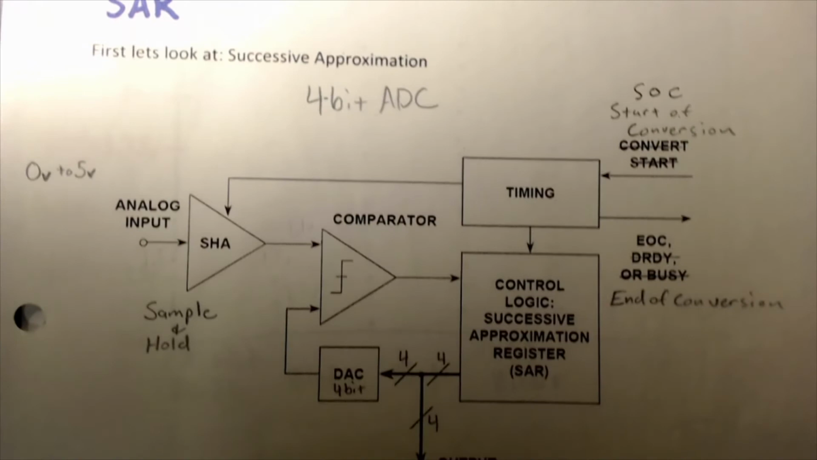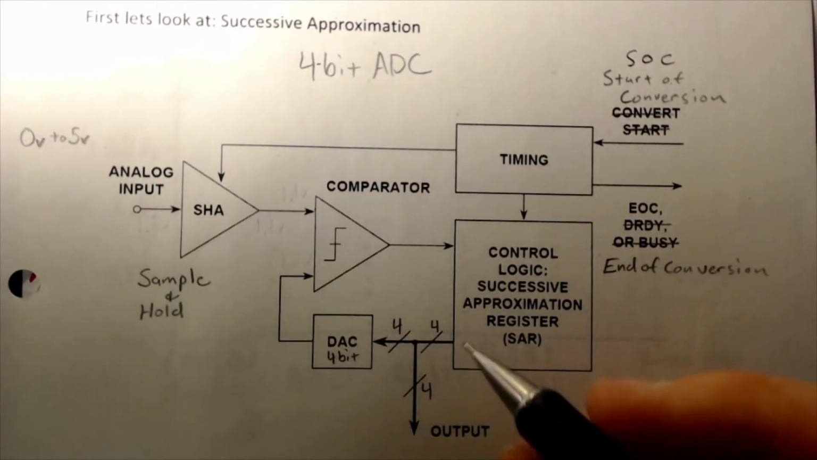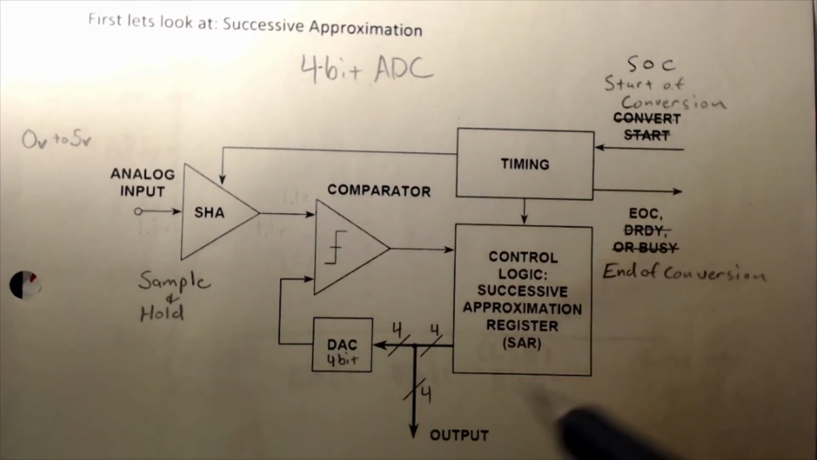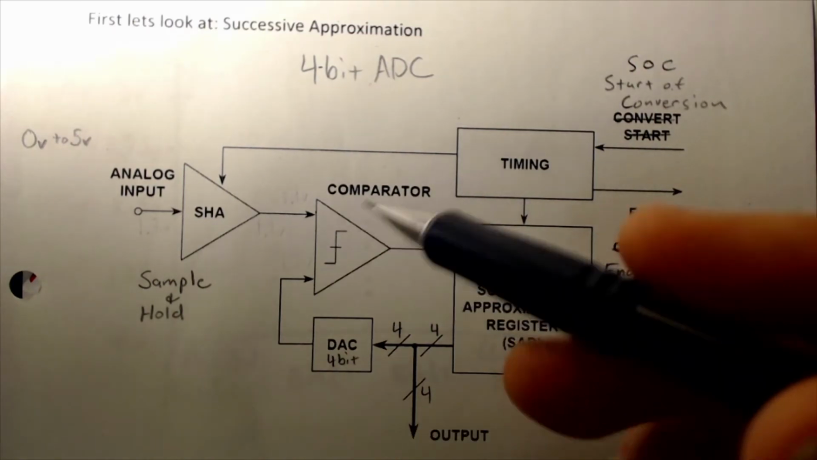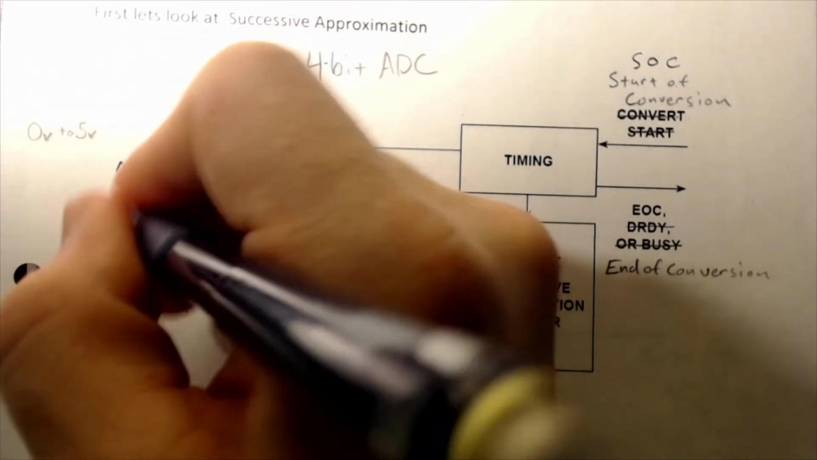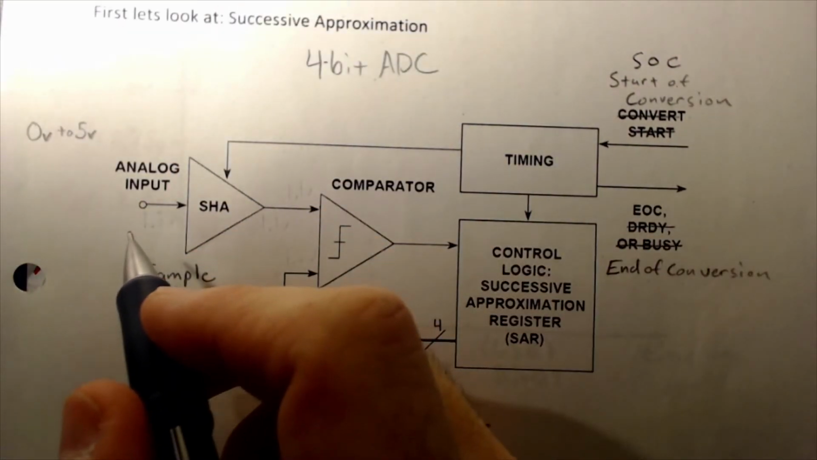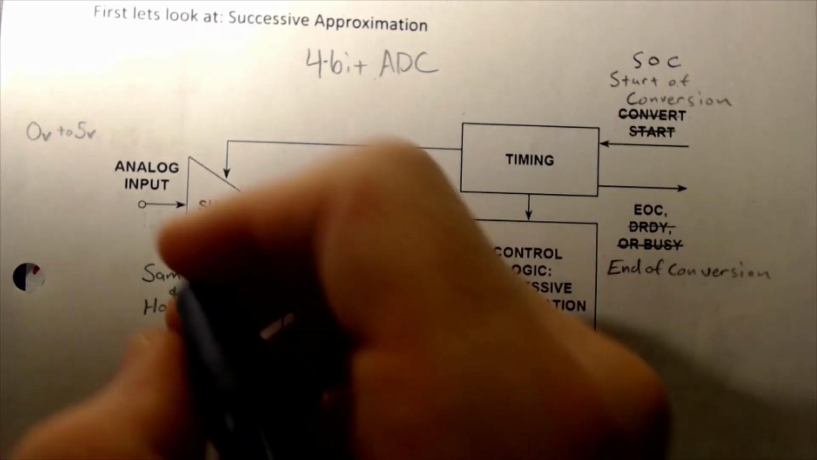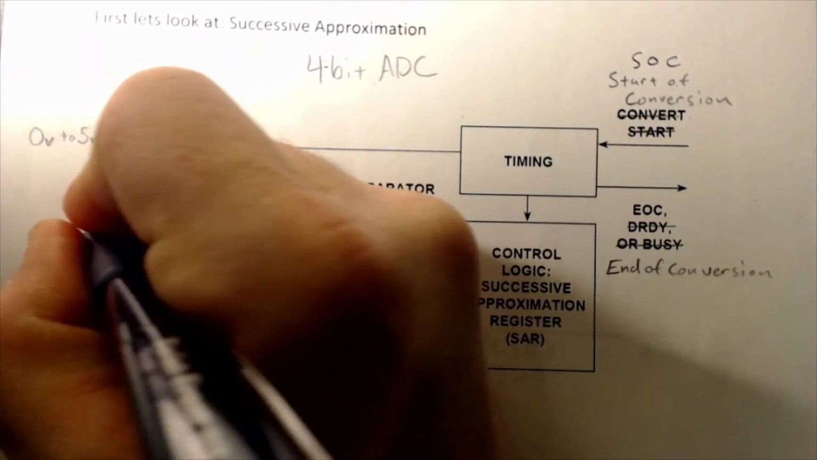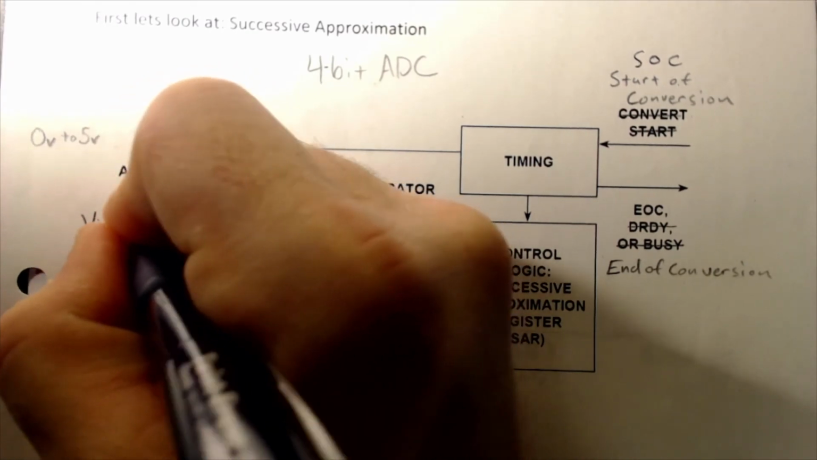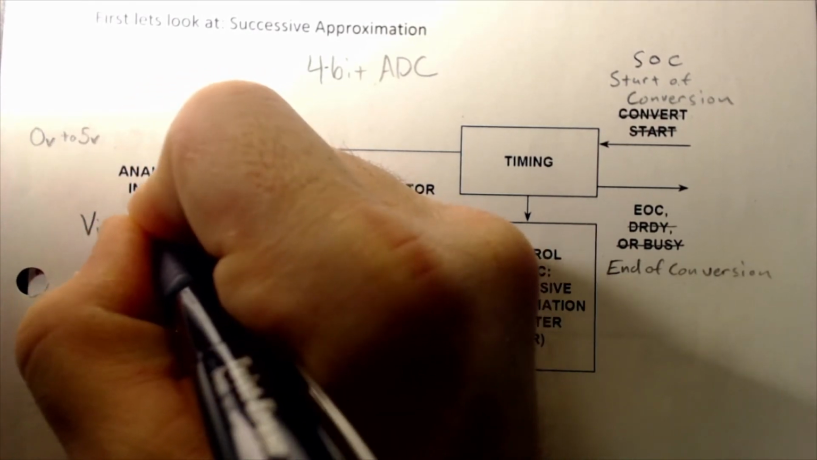Now, in order to run the algorithm, we need to have some test case out here. We need to have some voltage over here. I'm going to use Vin is equal to 1.6 volts.